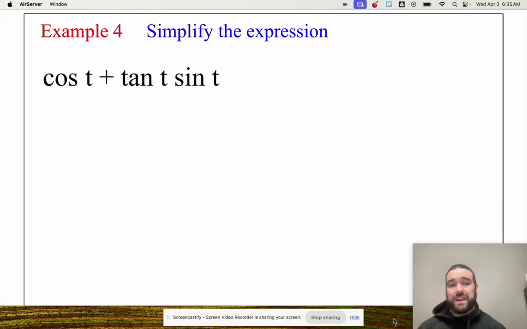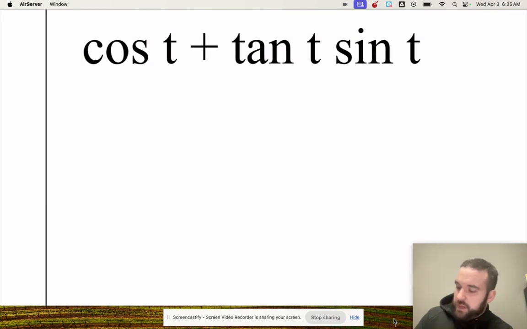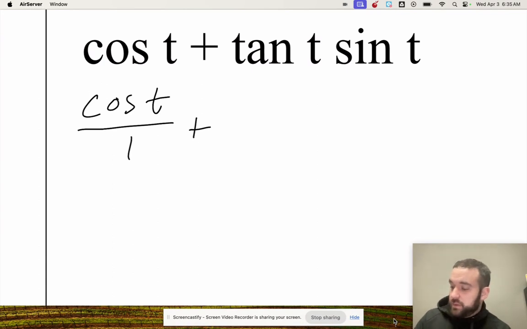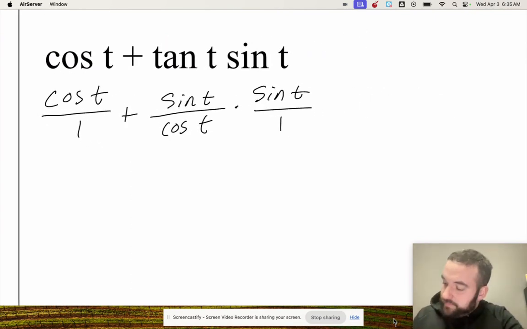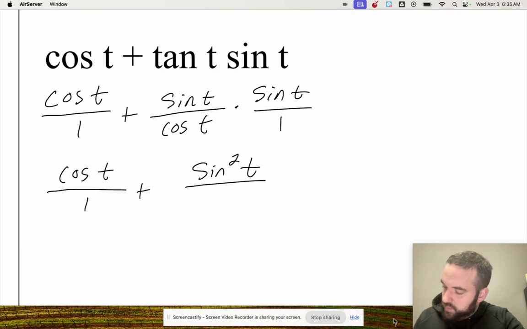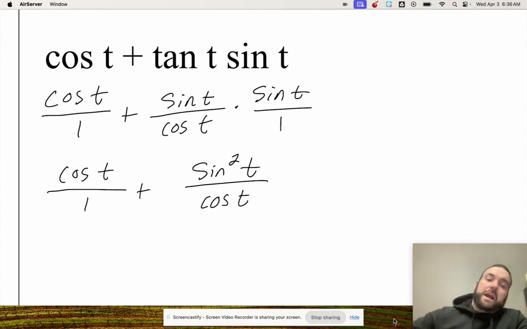I have the expression cosine plus tangent times sine. So cosine, can't write that any other way besides maybe cosine over 1. Tangent is sine over cosine. Sine is sine over 1. And so now what I have, if I multiply the two fractions together, I've got cosine of t over 1 plus sine squared of t over cosine. So I've combined those two fractions. I want to add them together, but in order to add fractions, I do need a common denominator.